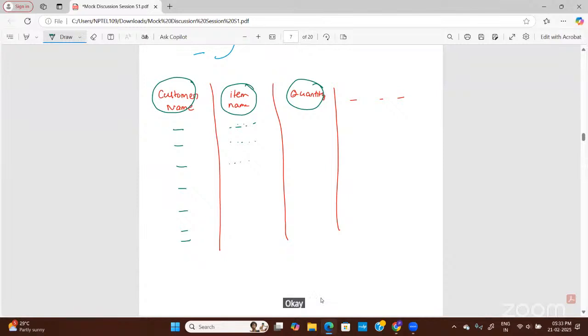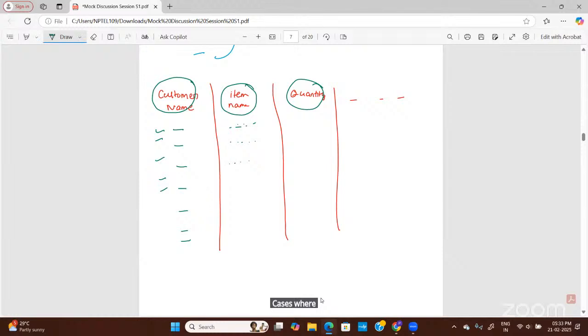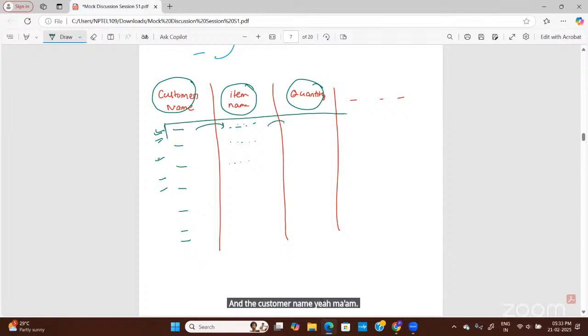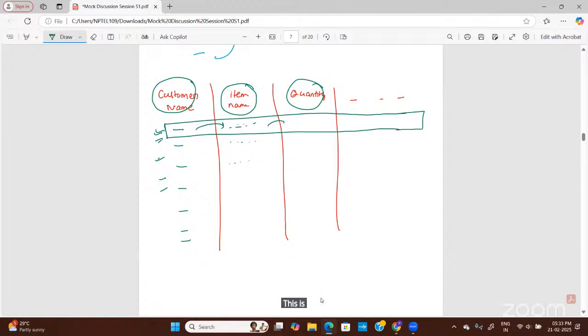Okay, so these individual customers will be your cases, because we are collecting the data for the customers who are visiting the shop. Cases, or we can say they are observations also. And for each customer we are collecting the information. So for each customer you will be having one row. This is the meaning.